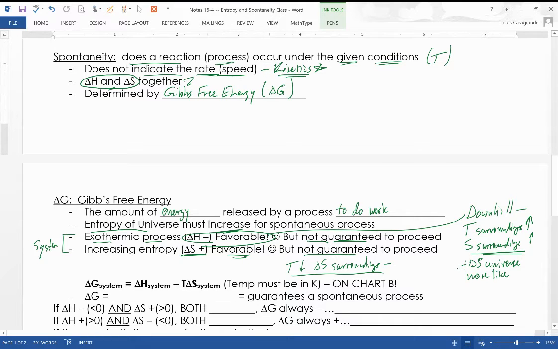But here's the thing. Notice we've got two favorables. We've got a delta H that's negative being favorable. We've got a delta S that's positive being favorable. And so what we do is we take the two of these things and we put them together in an equation. And this equation is on your chart B. This equation tells us that if we take the enthalpy change, the delta H of the system, and we subtract the Kelvin temperature, it has to be Kelvin, otherwise this doesn't work, times the delta S, the entropy change of the system, this is going to tell us whether or not it's spontaneous.